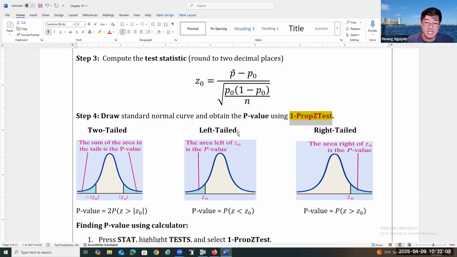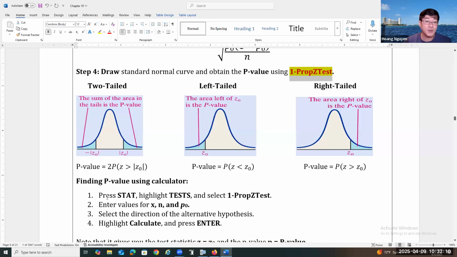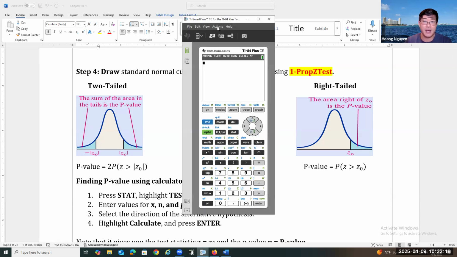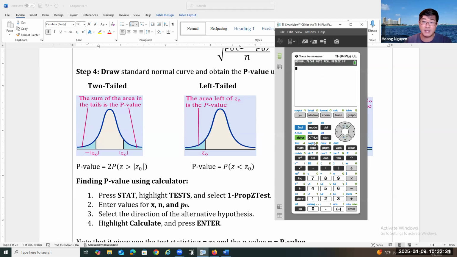You're going to go to the stats option and then go to the test option. After that, you're going to go down to the option 1-proportion z-test. So let's take a look at the calculator then. We're going to go to the stats option and hop over to the test option. And we're going to go down to option number 5, 1-proportion z-test. So you're going to hit the enter key to select option number 5.